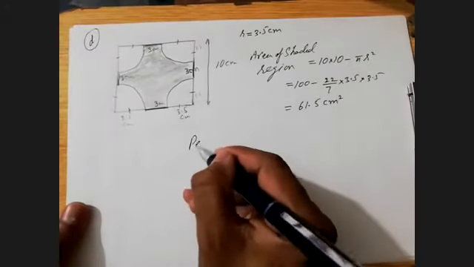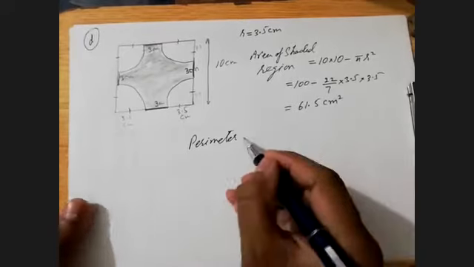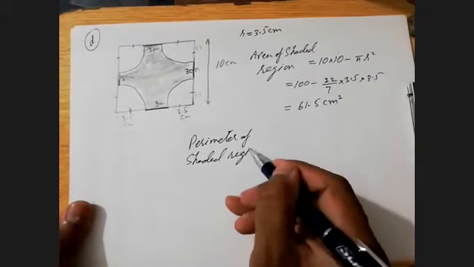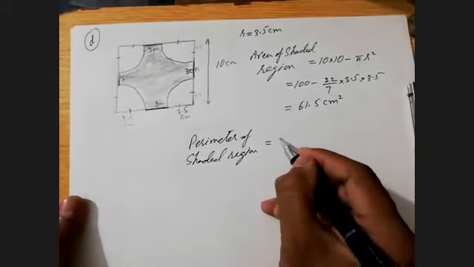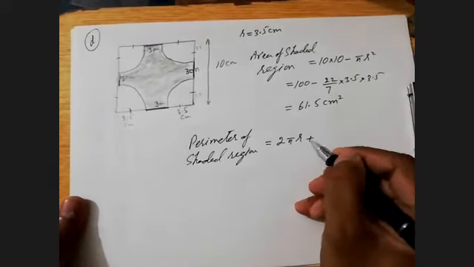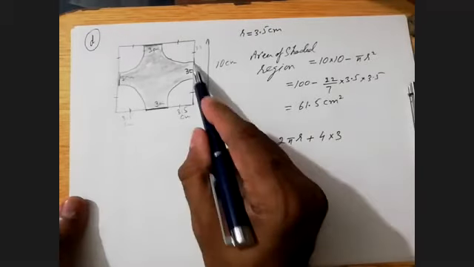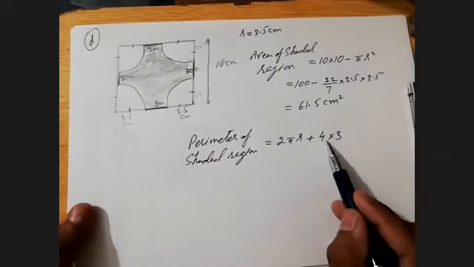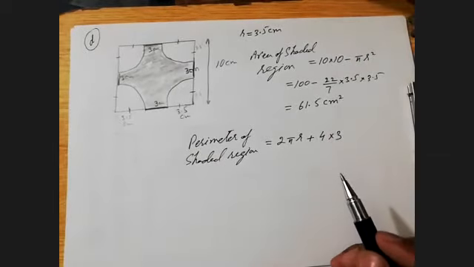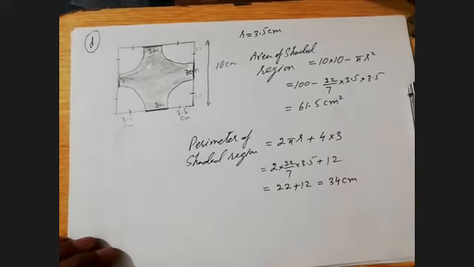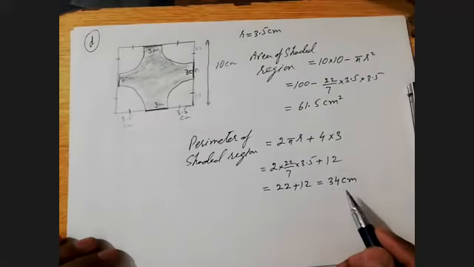So the perimeter of shaded region is equal to 2 pi r plus 4 multiplied by 3, because there are four straight lines of 3 centimeter each. That is why 4 multiplied by 3. 34 centimeter is the perimeter of the shape. Well, 34 centimeter perimeter of the shape.